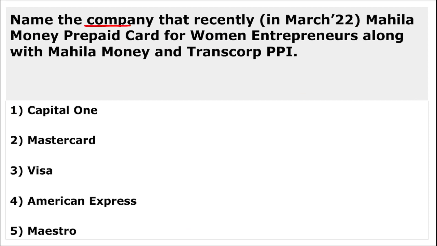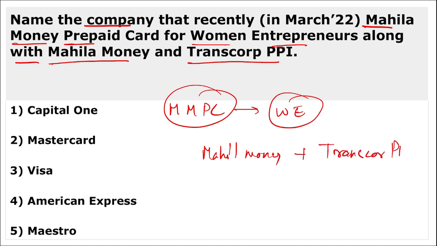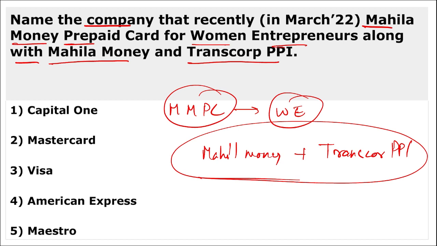Next, name the company that recently launched the Mahila Money prepaid card for women entrepreneurs, along with Mahila Money and Transcorp PPI. This is specifically for women entrepreneurs. Along with which two organizations? They are Mahila Money and Transcorp PPI. So along with these two organizations, which is the third organization that has partnered to launch a Mahila Money prepaid card for women entrepreneurs? It is Visa.